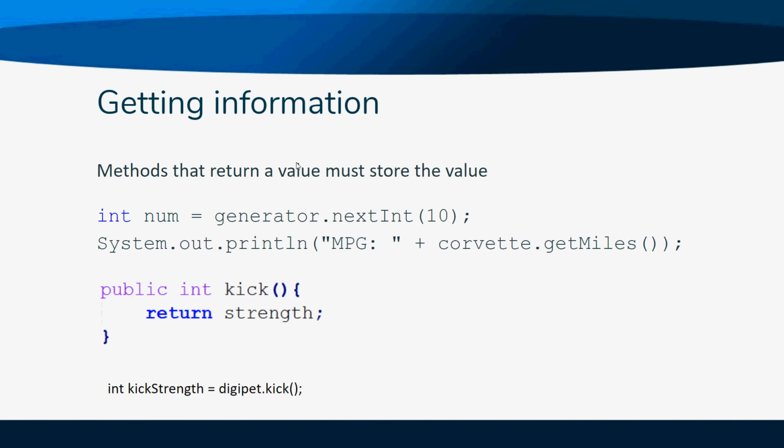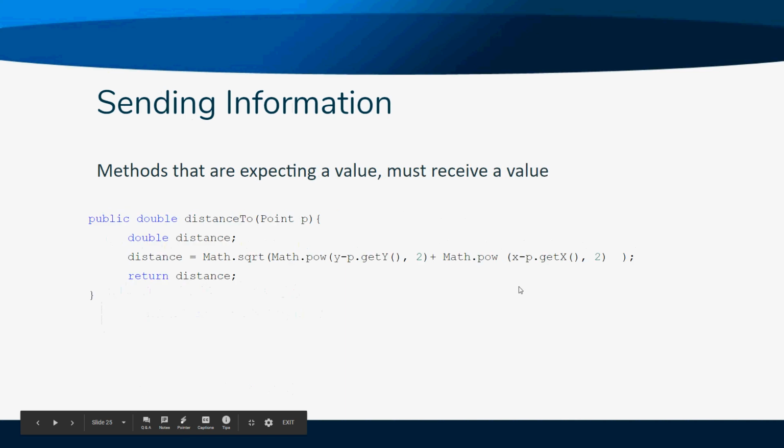Okay, getting information. Didn't I just say this? Oh, I have an addition to this. Here's just an example of a kick method. So here I have storing the variable in some sort of digipet.kick. I can't remember what I'm doing with this, but you get the idea.